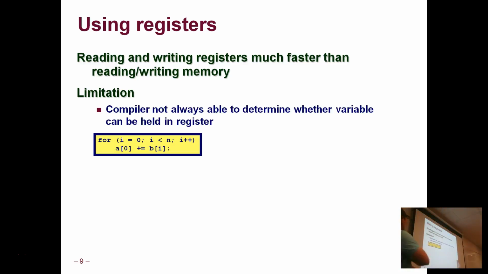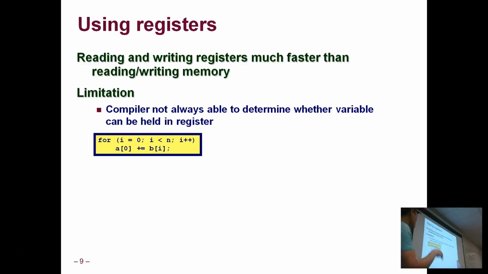The next optimization is using registers. Reading and writing registers is much faster than reading and writing memory, and we talked about the memory hierarchy. So we want to keep things in registers. Those are one-cycle accesses. One of the things about the compiler is that it's not always able to determine whether a variable can actually be held in a register. If you explicitly declare a local variable in your function, then that local variable can definitely be stored in a register, but there are times when the compiler has an inability to determine this.